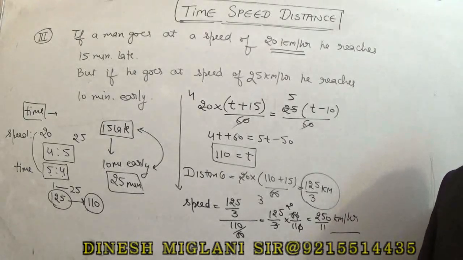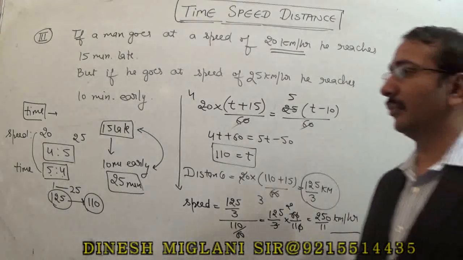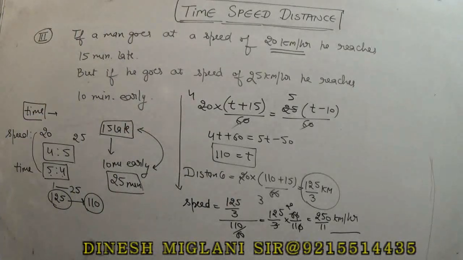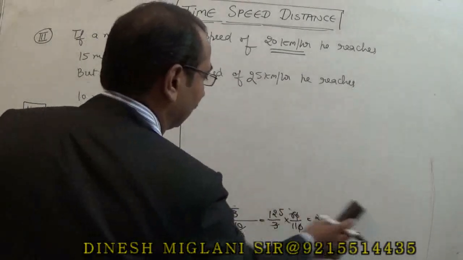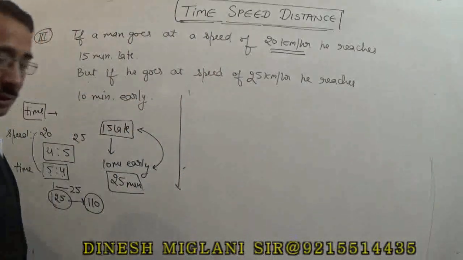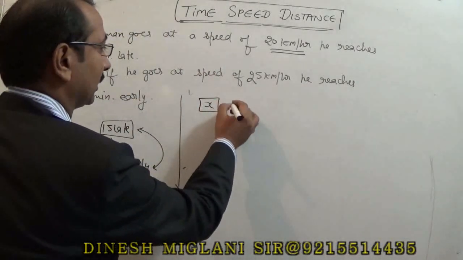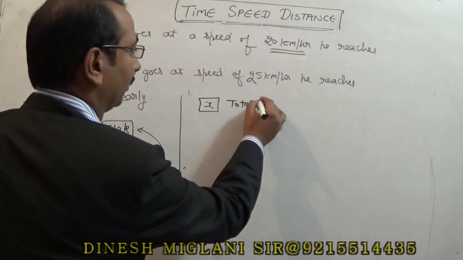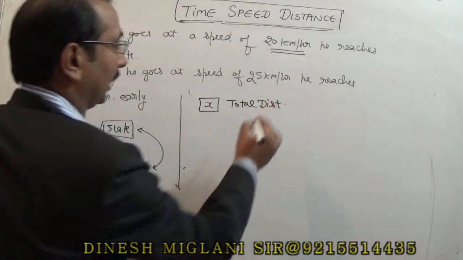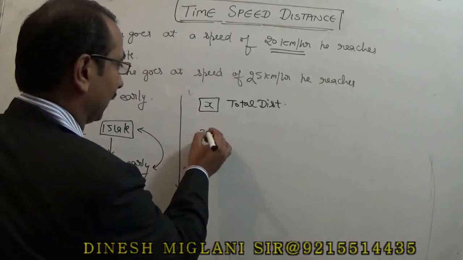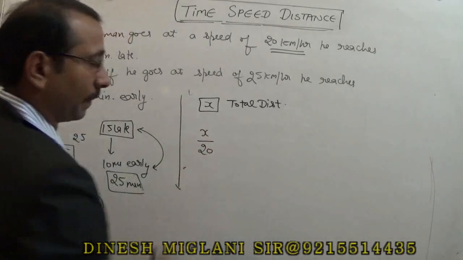I think it's clear. Similarly, if we have to only find the distance in this question, we may have one more approach by which we can directly find the distance. Suppose the total distance that has to be travelled is equal to x. In the first case he is going at a speed of 20, it means the time taken would be x by 20.